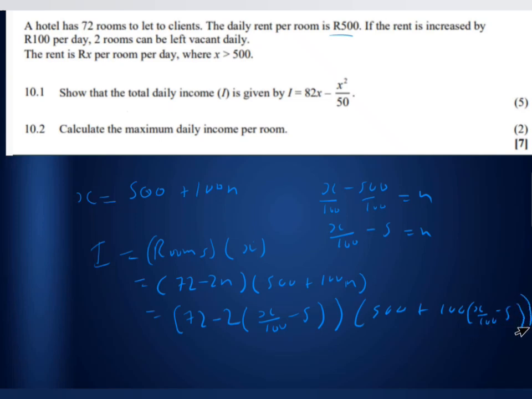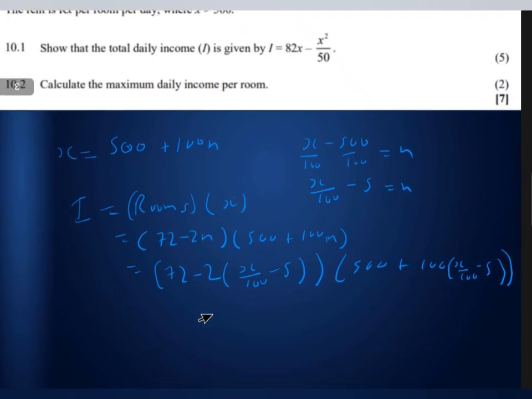Okay, I hope my handwriting is not too bad. Let me just write it over here so that I can get more space. Then notice what's going to happen. This is going to be 72 minus 2 times this. 2 will cancel with 100 and leave 50 at the bottom. So we're going to have X over 50, right? Then when we multiply here, we're going to have 10, right? I just distributed. I hope you get it. I hope it's not complicated.